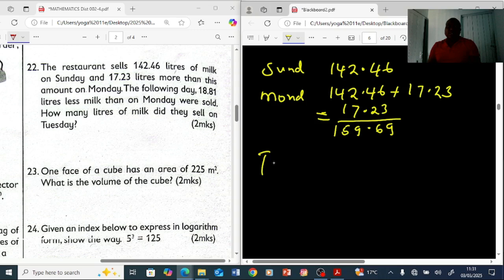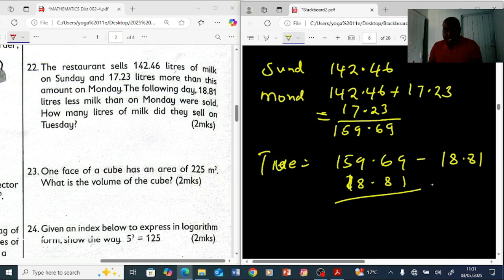Therefore Tuesday, it is 159.69 minus 18.81, because they sold less that day. So this one will be 18.81. 9 minus 1, 8. 16 minus 8, 8. We borrowed 1 here to make it 16, that is 0. 4 minus 1, 5 minus 1, 4, 1. So on Tuesday, it is 140.88 liters.